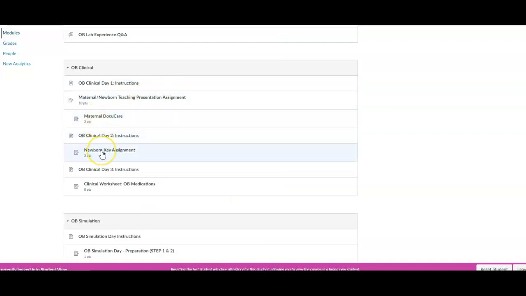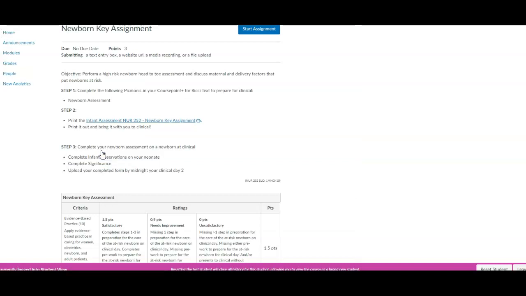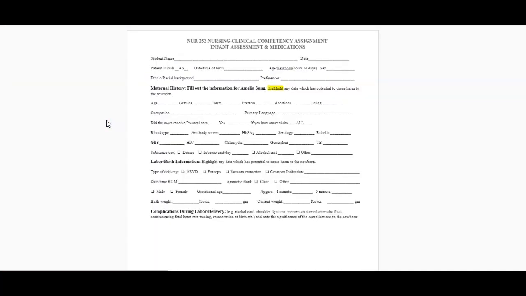Next, we'll look at your newborn key assignment. This assignment has 2 actual pages. You're going to open up the document. Of course, you're following your rubric, and you need to put in all of the patient's information, the mother, okay? So here is your name. Here's the example of the patient's initials, okay? And you're putting in, again, you see this right here, maternal history.